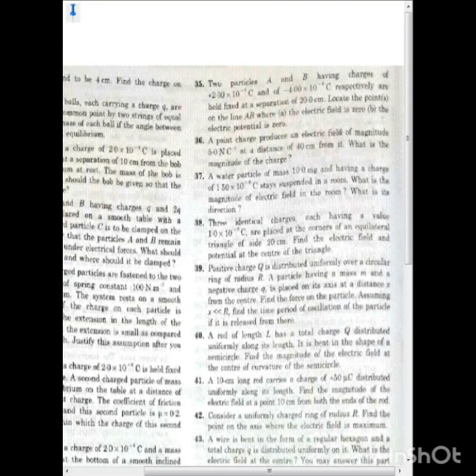Then again in the 35th bit we have two charges, so positive and negative, and they are fixed at a separation. We need to locate the point where the electric field is 0 and the electric potential is 0. Now electric field is obviously 0 at some position which is on the side of the 2 microcoulomb charge, because that is less in magnitude, and I've already explained the case where we can determine the position. You can look for that in the previous videos, similar kind of videos.